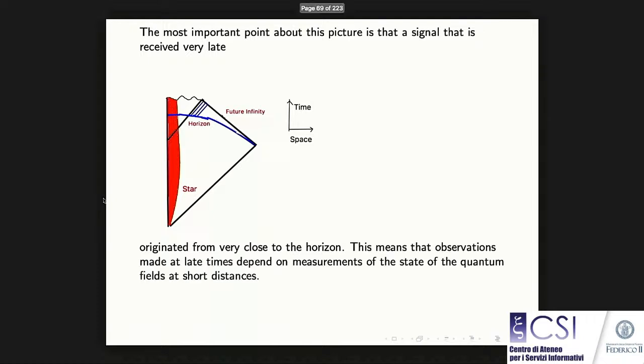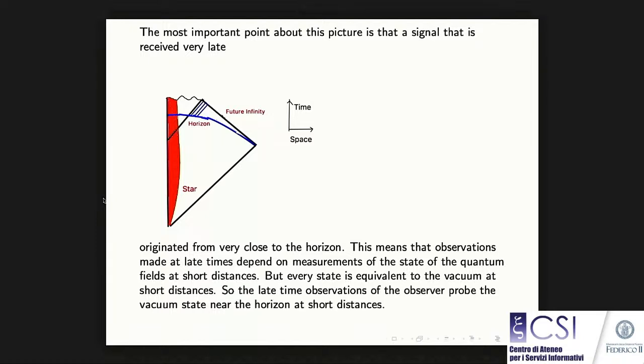Now, remember that the relevant region outside the horizon is outside of the star, so it's essentially in the vacuum state. So observations made at late times depend on measurements of the state of the quantum field at short distances. Short distances here meaning very close to the horizon. But every state is equivalent to the vacuum at short distances. So when the observer collects photons coming out of the black hole a long time after the black hole formed, late time observations of the observer probe the vacuum state near the horizon at short distances.